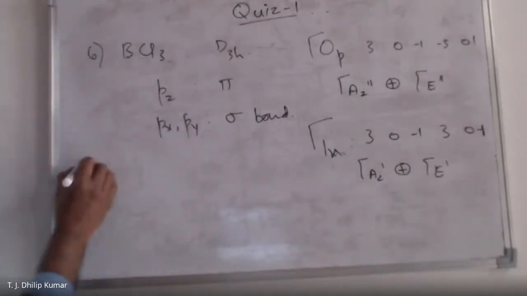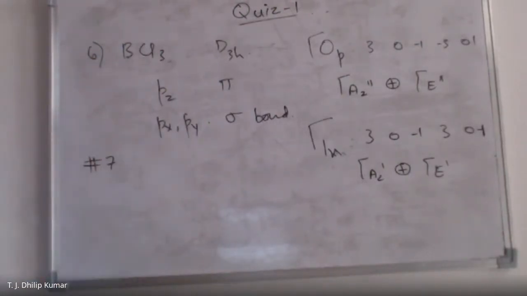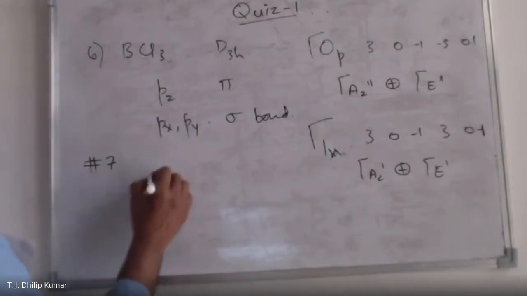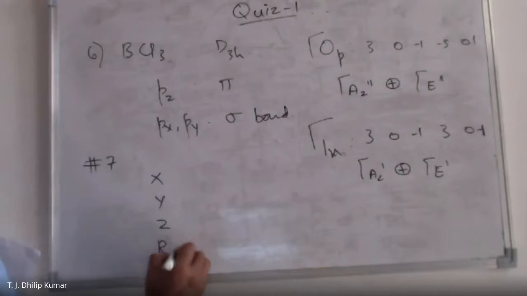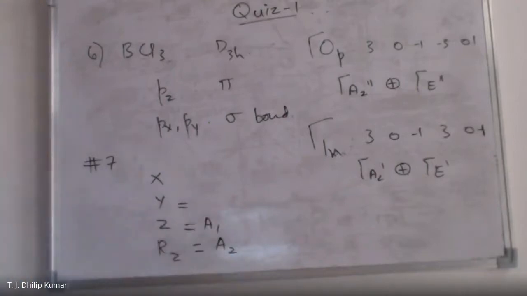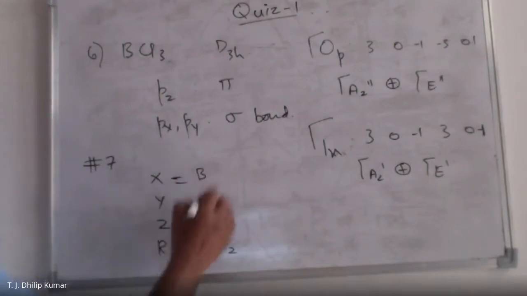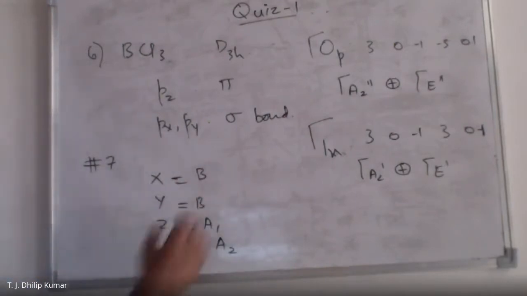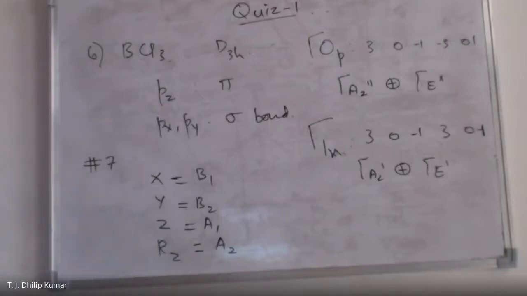Seventh is this, everybody has done it. x, y, z, Rz is A2. I don't know how you got it, but most of you have written it. So again, this will be A1, and this one is B. This is also B. You can work it out. If you notice the character table, I did give the characters of these. In the question paper, I left the bases blank, so that you can find them out.